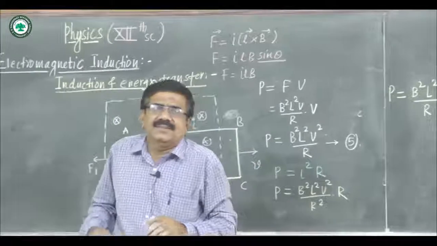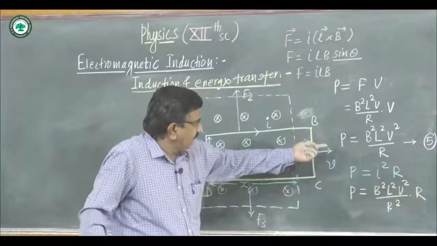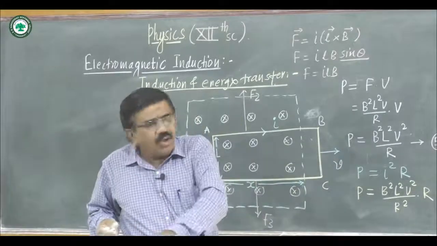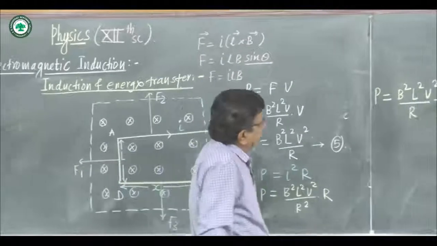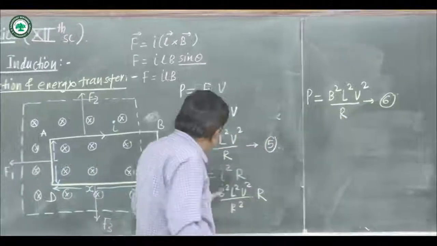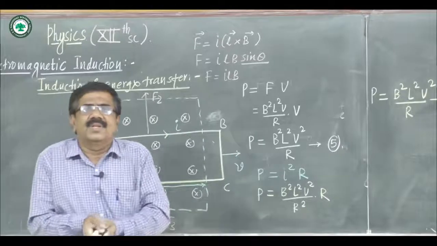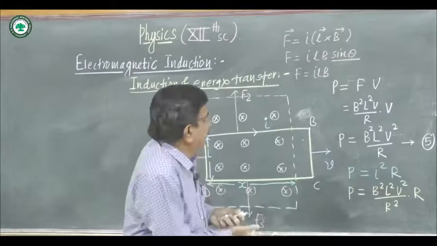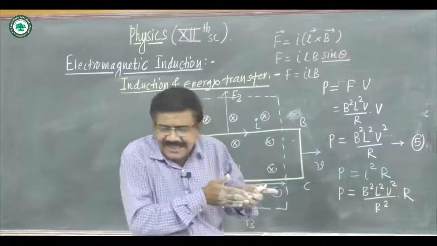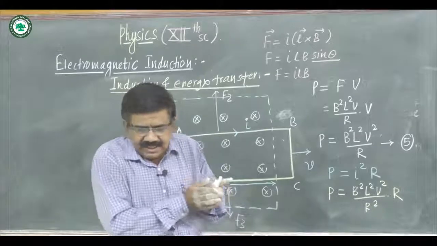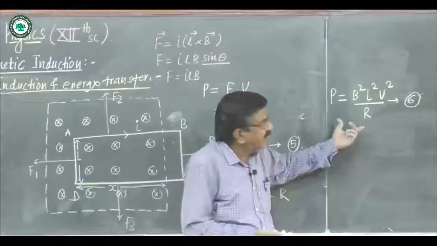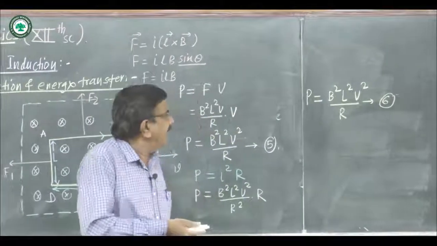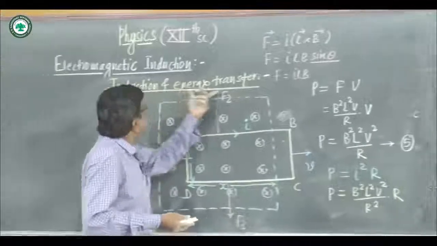See again, rate of doing mechanical work is exactly same as rate of production of heat energy in the circuit or loop. Hence, work done in pulling the loop through the magnetic field appears as heat energy in the loop. That is energy transfer.